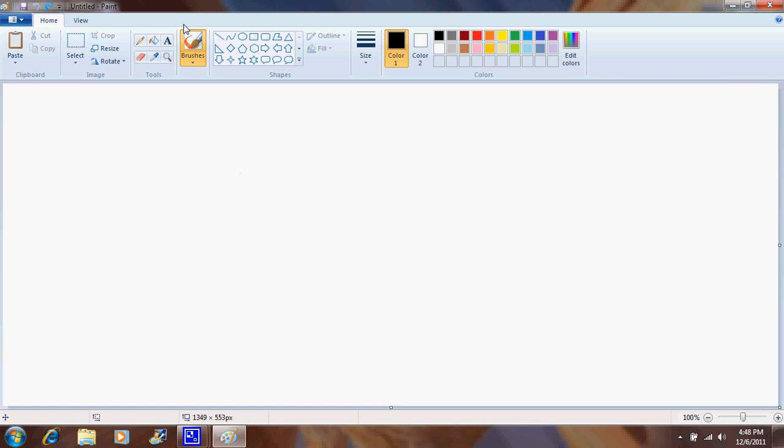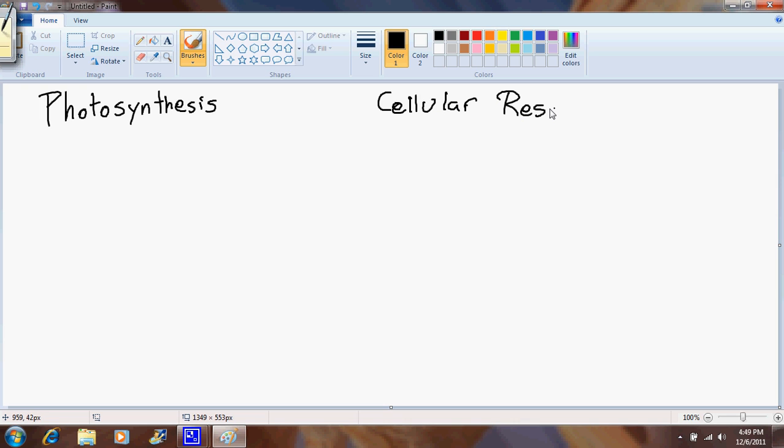Today we're going to talk about how photosynthesis and cellular respiration work together even though they exist inside of different organisms. We're going to talk about how they are linked together by the processes that they perform.